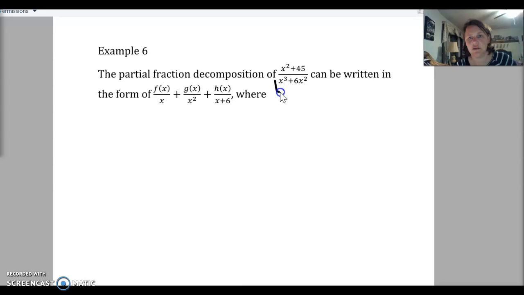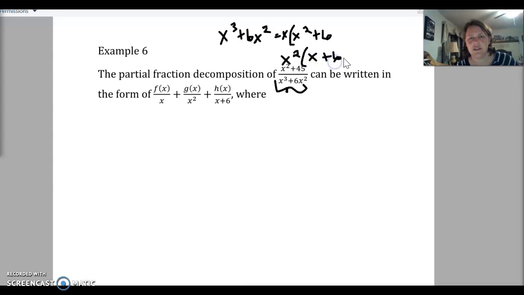So notice here we started off with x cubed plus 6x squared. We want to factor that as much as possible. So we can factor out an x, and we'd have an x squared plus 6x. Actually, we could factor out an x squared. Let's factor out an x squared, and we have x plus 6 left over. So now our least common denominator is x squared and x plus 6.